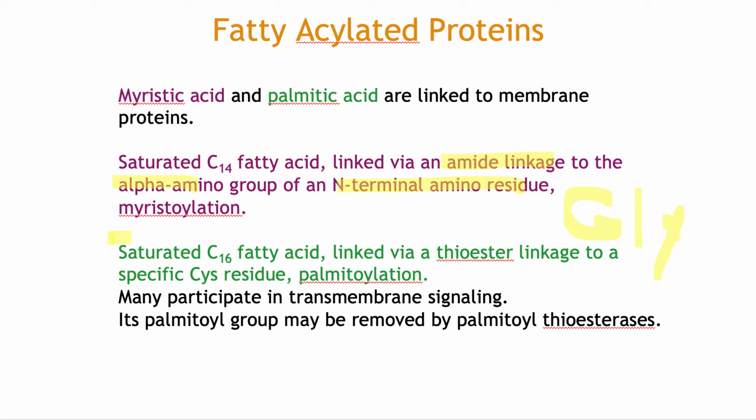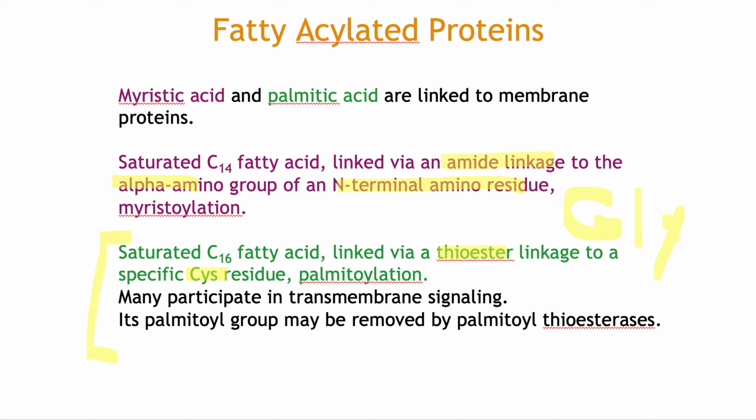Okay, well, the other type is palmitoylation. And in palmitoylation, what we have is a palmitic acid. It's a 16 carbon saturated fatty acid, and it's linked via a thioester linkage once again. And then we have a cysteine residue.